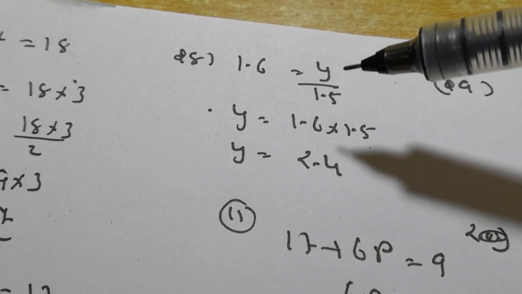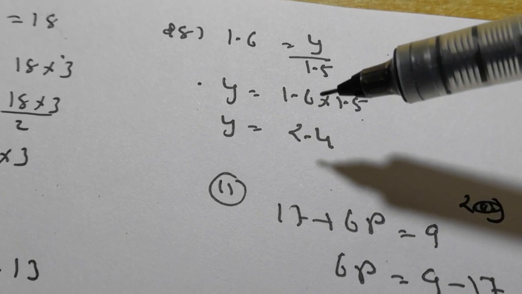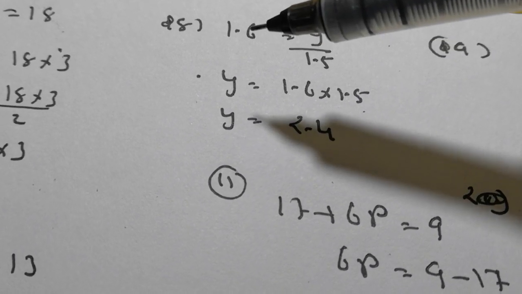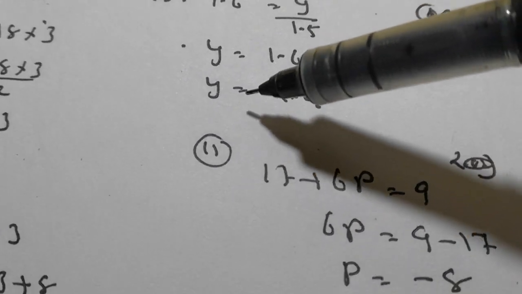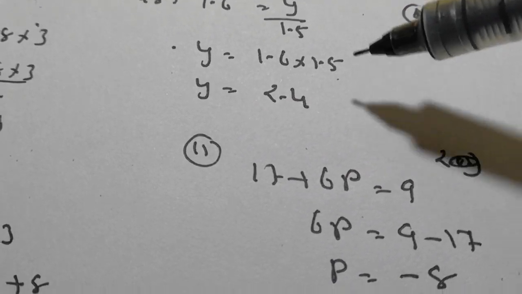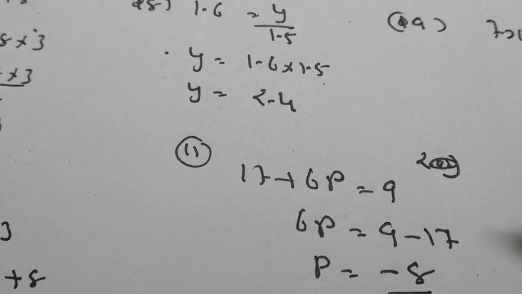Now 1.6 is equal to y upon 1.5. Since 1.5 is in division, when it is taken to the other side it becomes multiplication. So y is equal to 1.6 into 1.5. y is equal to 2.4.